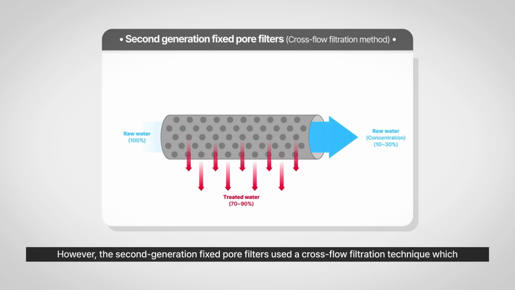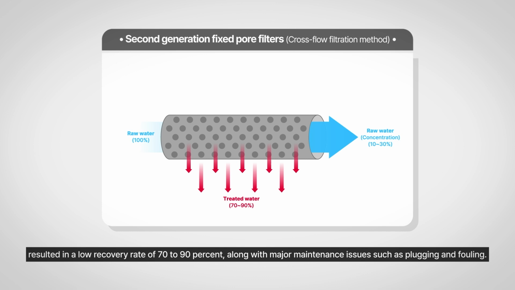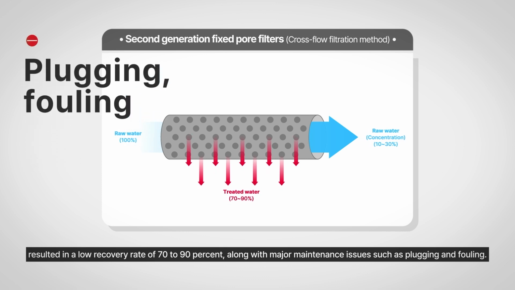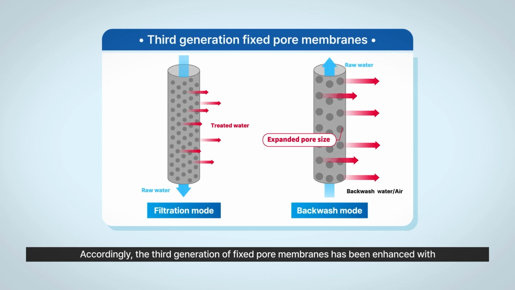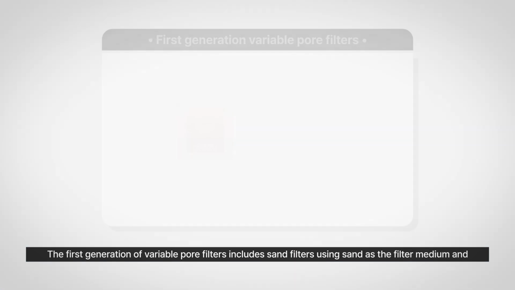However, the second-generation fixed-pore filters used a cross-flow filtration technique, which resulted in a low recovery rate of 70 to 90%, along with major maintenance issues such as plugging and fouling. Accordingly, the third generation of fixed-pore membranes has been enhanced with improved backwashing efficiency through flexible hollow fiber membranes.